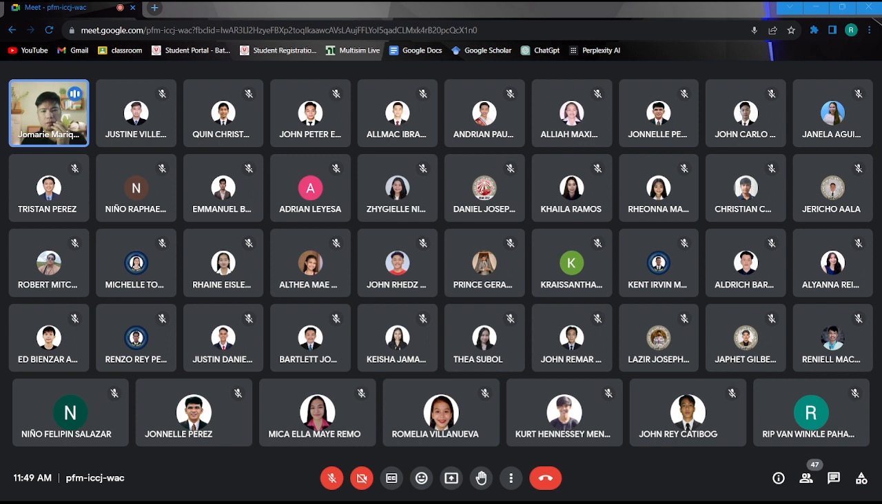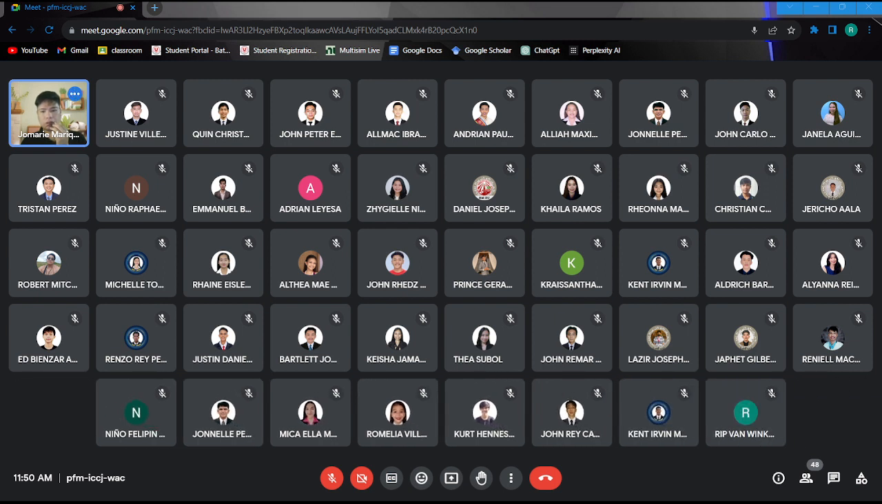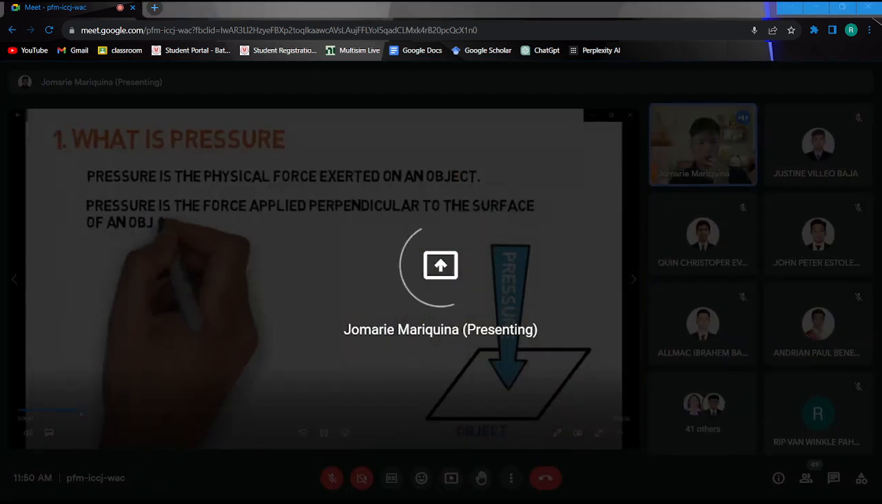Pressure is the physical force exerted on an object. Consider an object on which a force is acting perpendicular to the surface. Pressure is the force applied perpendicular to the surface of an object per unit area.